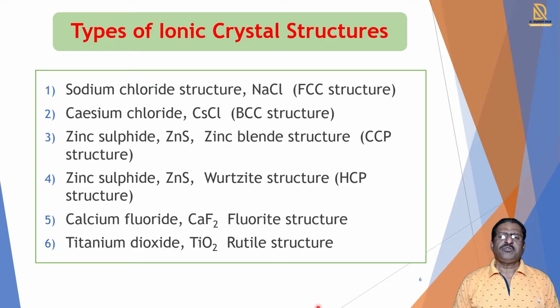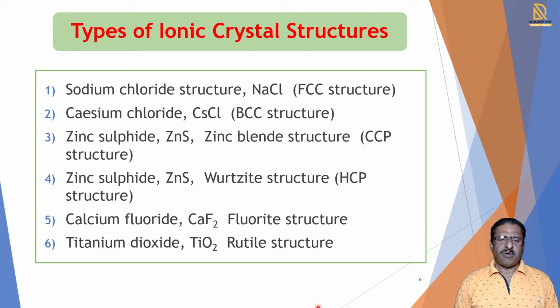Now we see the types of ionic crystal structures. Depending upon the shape, different ionic crystals are classified into different types. In that, the first type is the sodium chloride structure, and this sodium chloride structure is an FCC structure. The second type is the cesium chloride structure, and this is a BCC type structure.